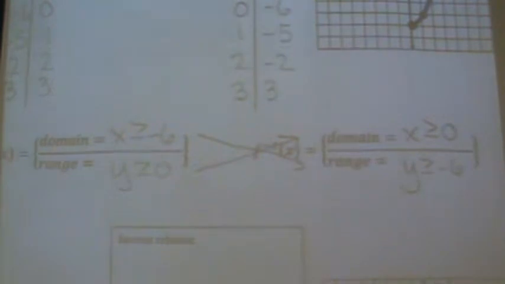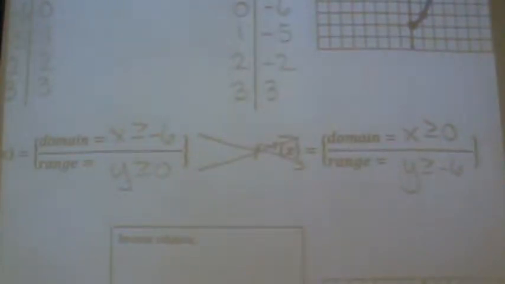When is it all real numbers? For the domain? In the linear ones. Yeah, the linear ones are all real numbers. Now, can you give me the equation?